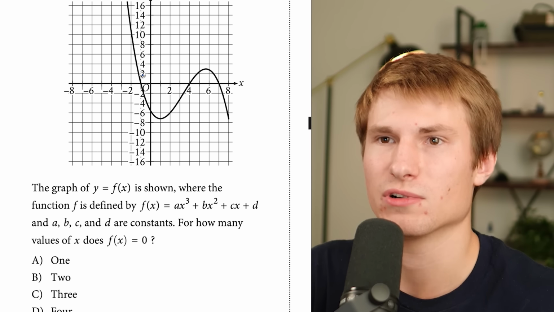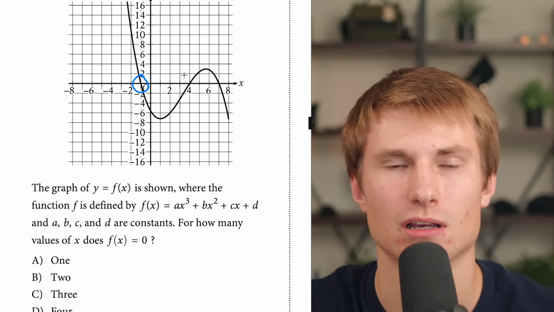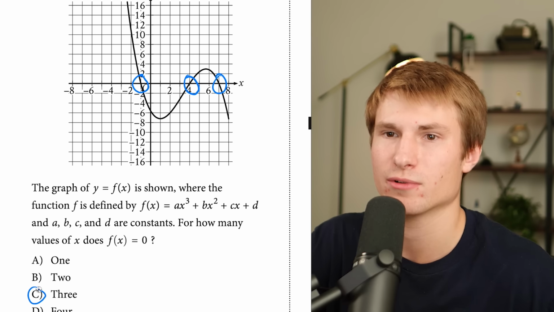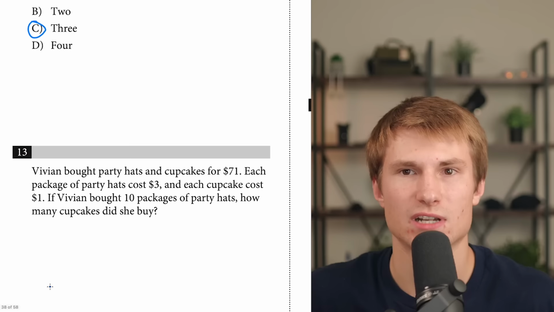Well, let's find all the points where f of x equals 0. F of x equals 0 where we're crossing our x-intercept, okay, which we see happens at 3 different points. So for how many values of x does f of x equal 0? That'd be 3 because we have 3 of those points where we cross that x-intercept. So our answer there is going to be C. Moving down to question 13 now.